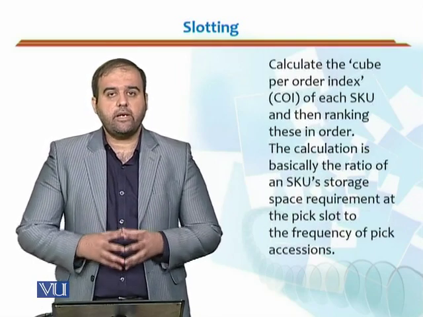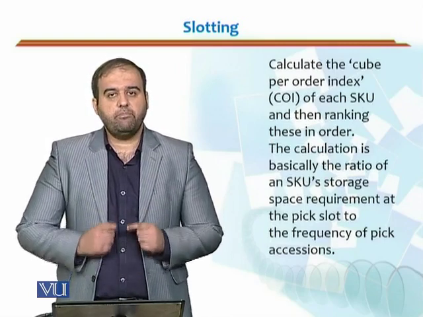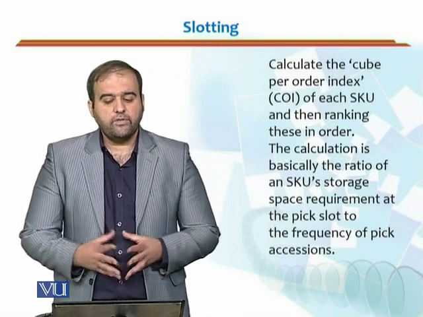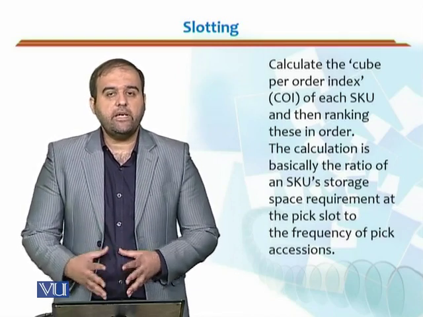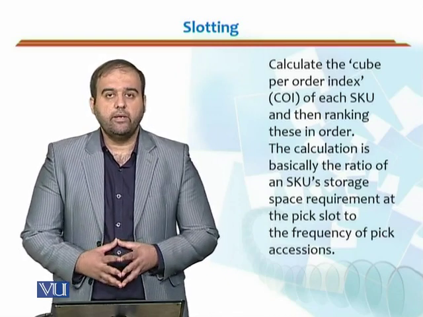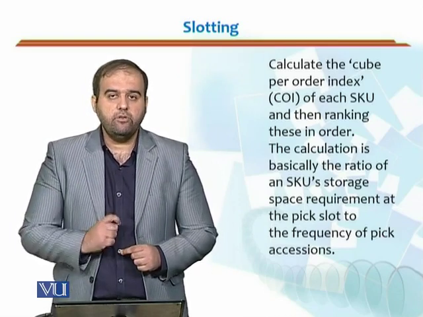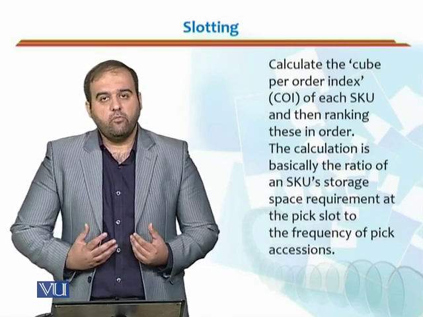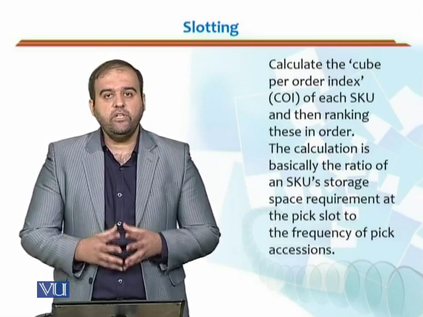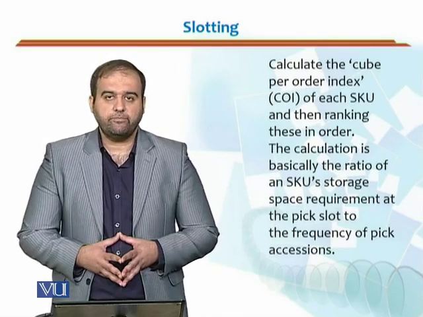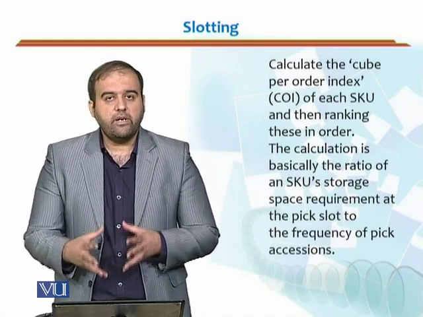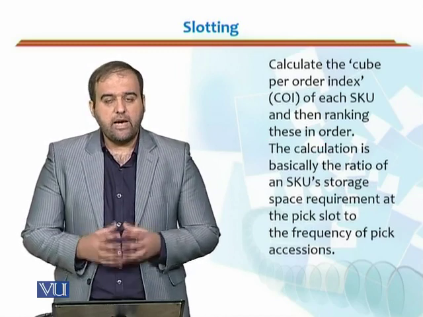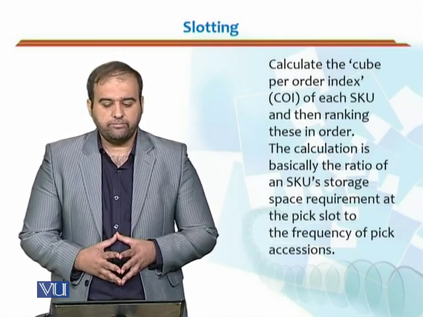So for slotting, other than the Pareto Principle, there is also a mechanism which is the cube per order index. We call it COI. That actually depends upon the value of inventory in your warehouse. So what we need to do for each SKU, we need to calculate COI, that is cube per order index, and then rank them in order.